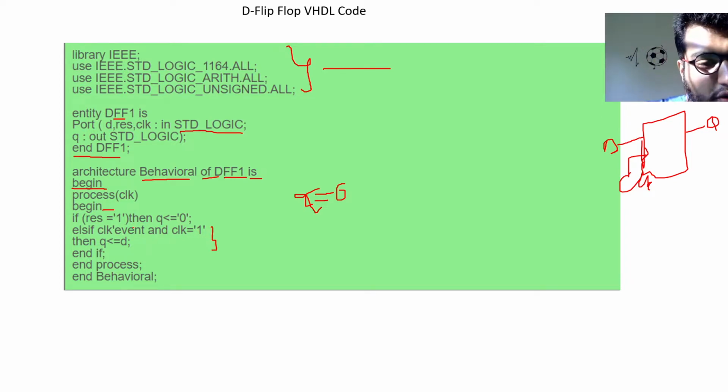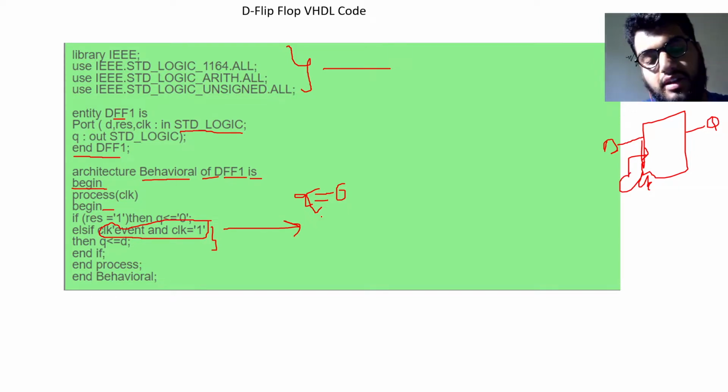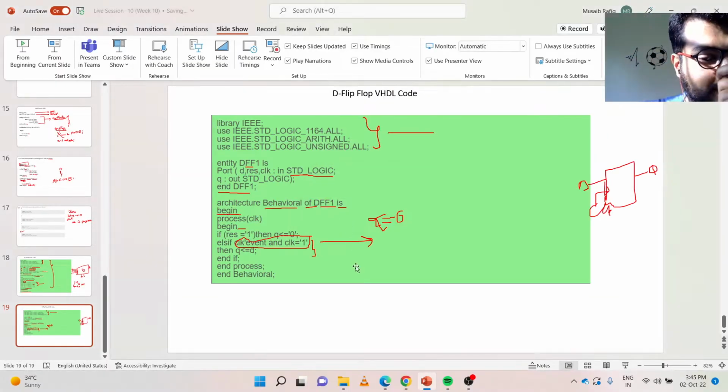I'll just ask one question here. Else if, so another condition is there: else if clock event and clock equal to 1. Can anyone tell me what this basically is? Clock underscore event and clock equal to 1. Can anyone tell me what this is?